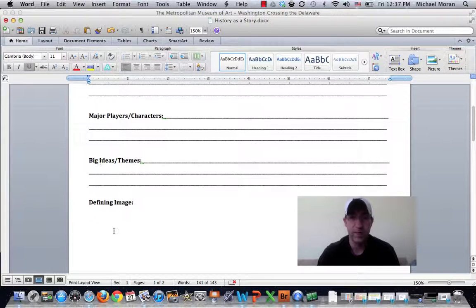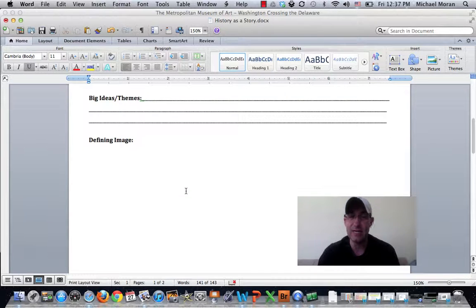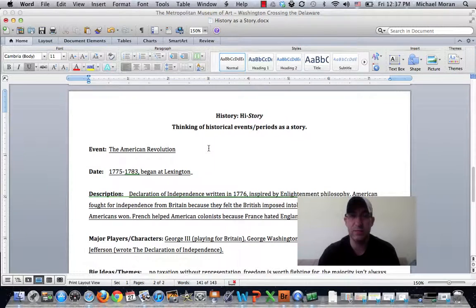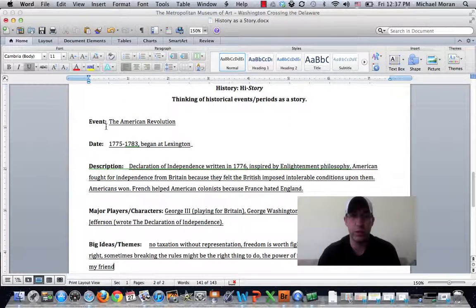little bit better. And then, because I'm a visual person, I think most people are, there are usually defining images associated with these time periods. I know that's a little abstract, so let's scroll down and I'll show you a clearer example. So here I've taken that same form and filled it out with regard to this event, the American Revolution.